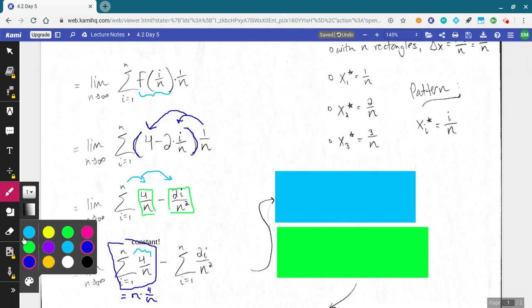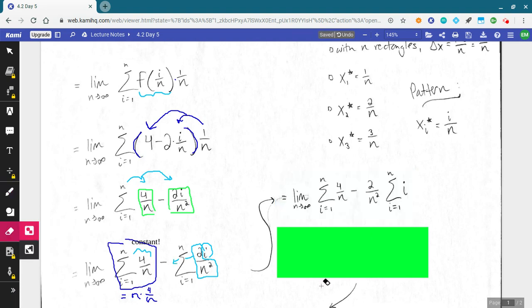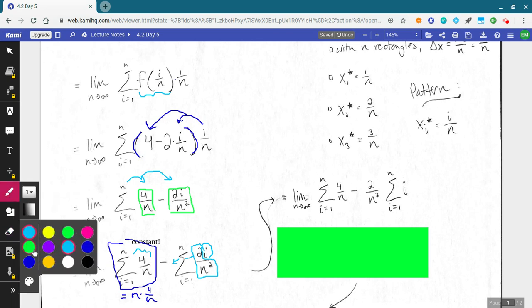Over here on the right, similarly, what's changing as i changes is only the i. The 2 over n squared doesn't change. It's always 2 over n squared, whether i is 1, 2, 3, 4, 5, etc., up through n. This 2 over n squared is a constant multiple, so we can take that and pull it out. It looks like here I have not yet adjusted this sum on the left. That'll be coming. But over here on the right, once we pull out our constant multiple, wouldn't you know it?